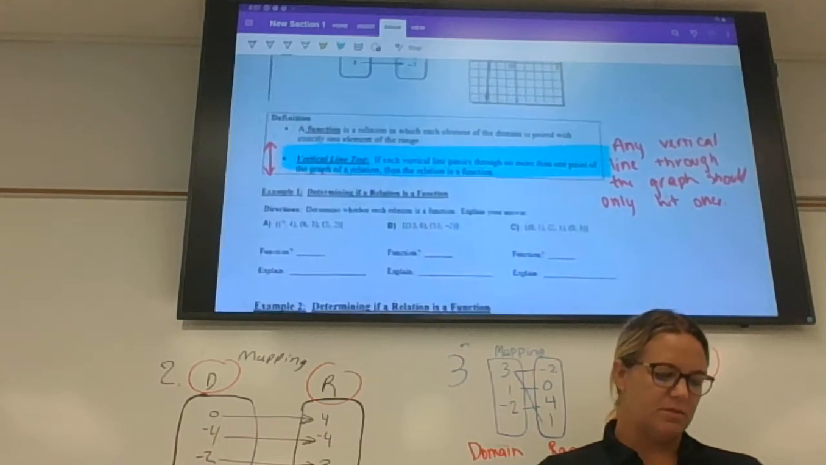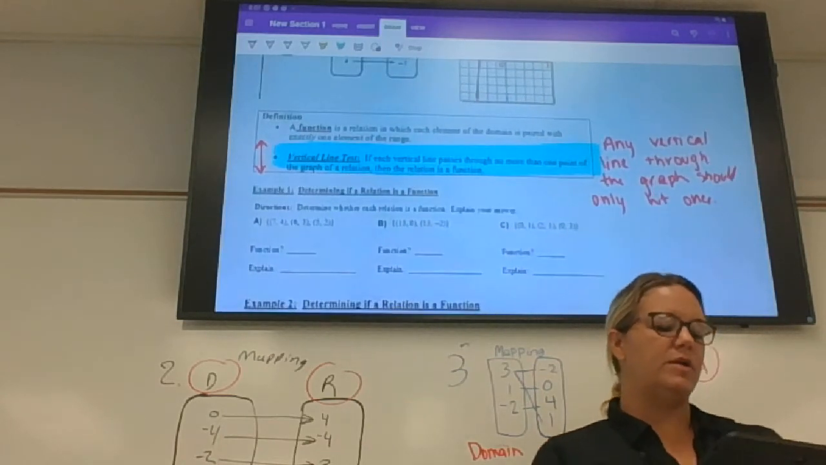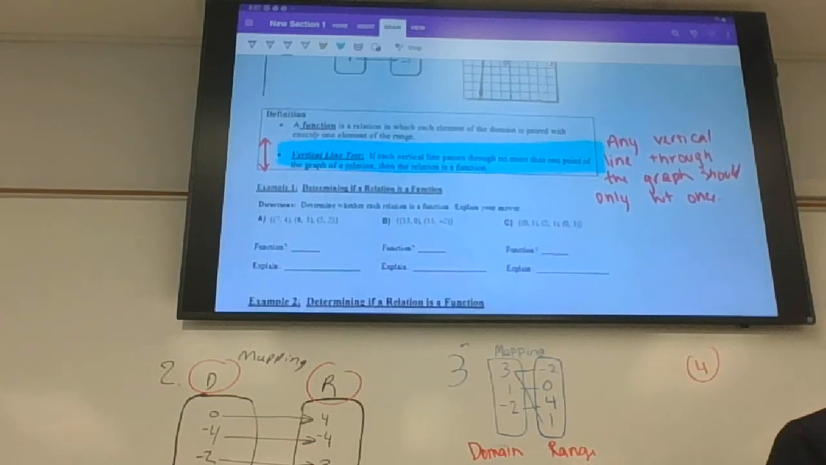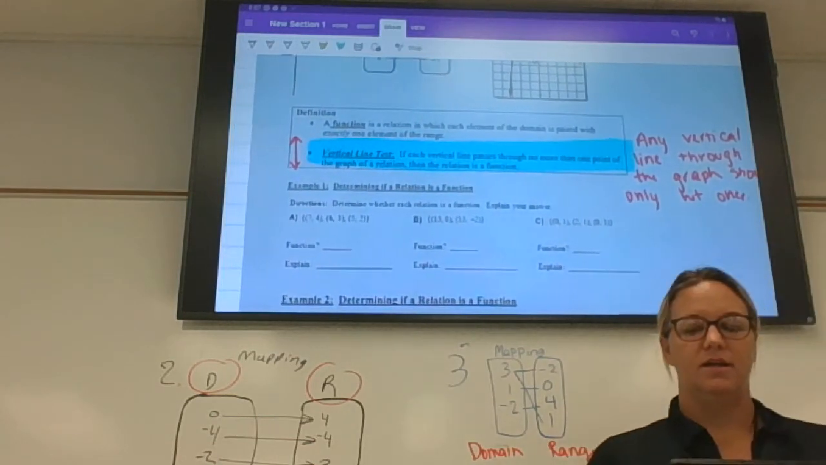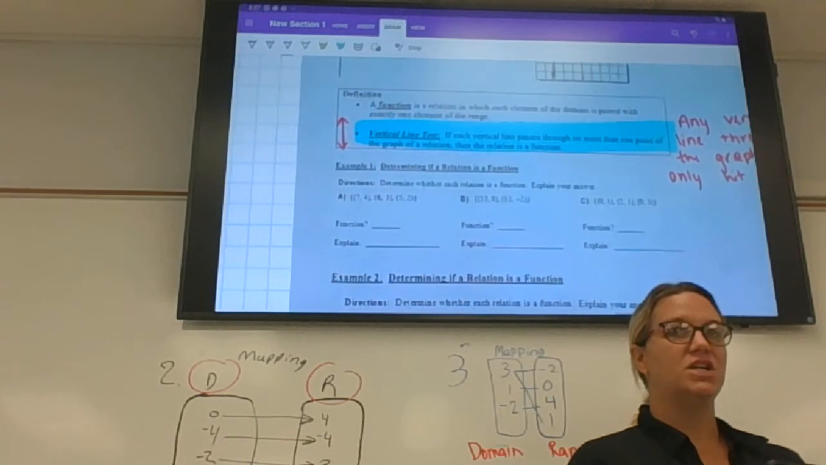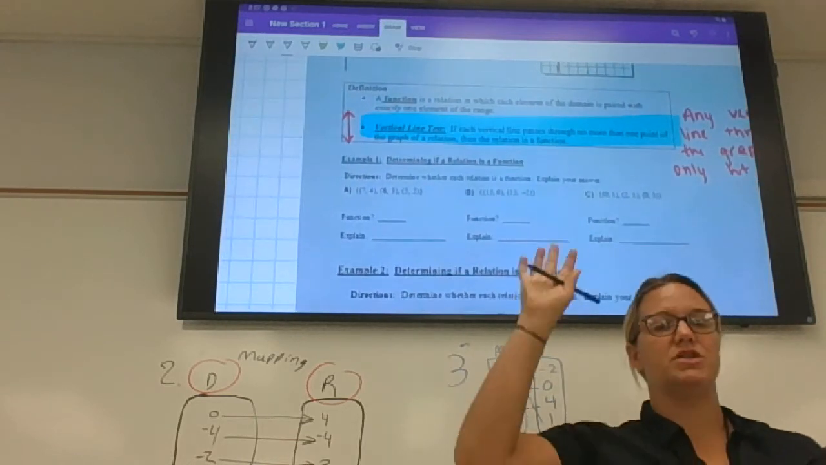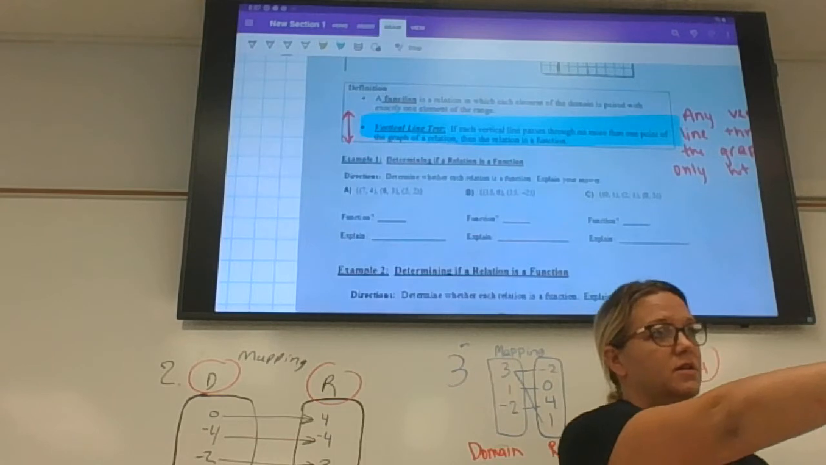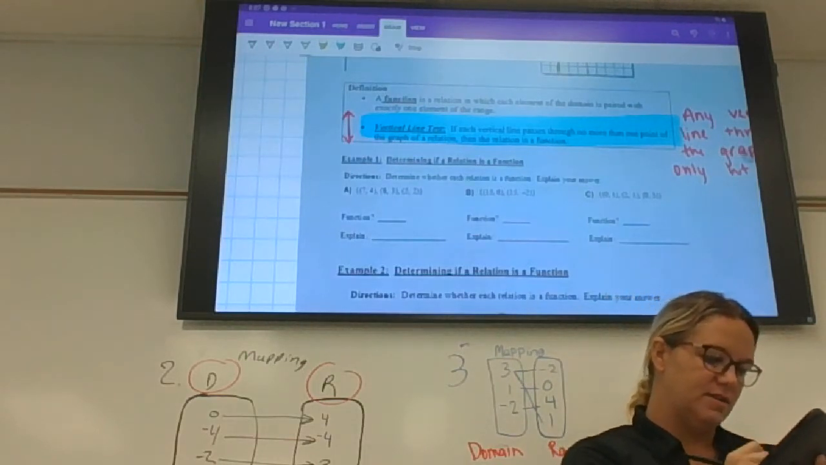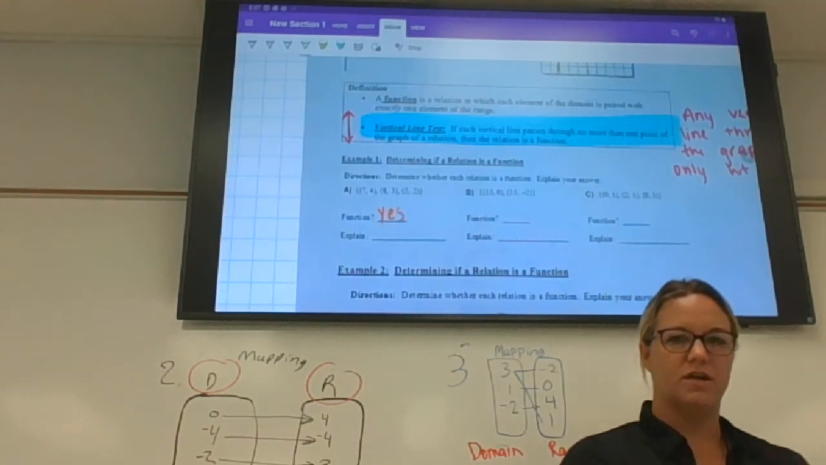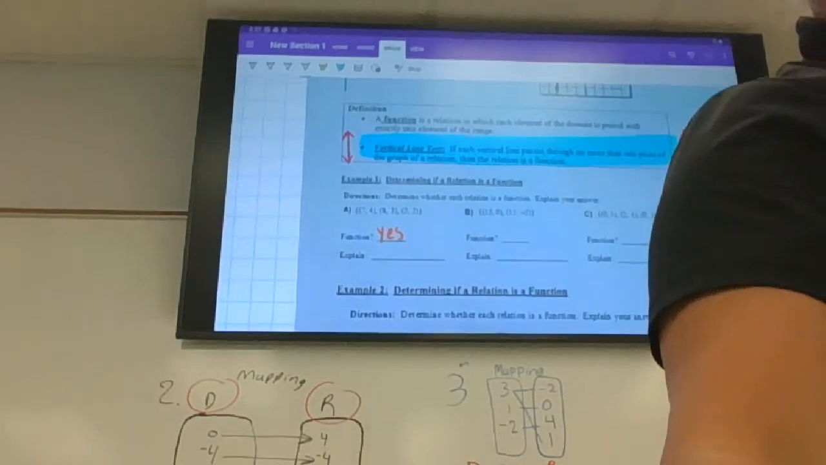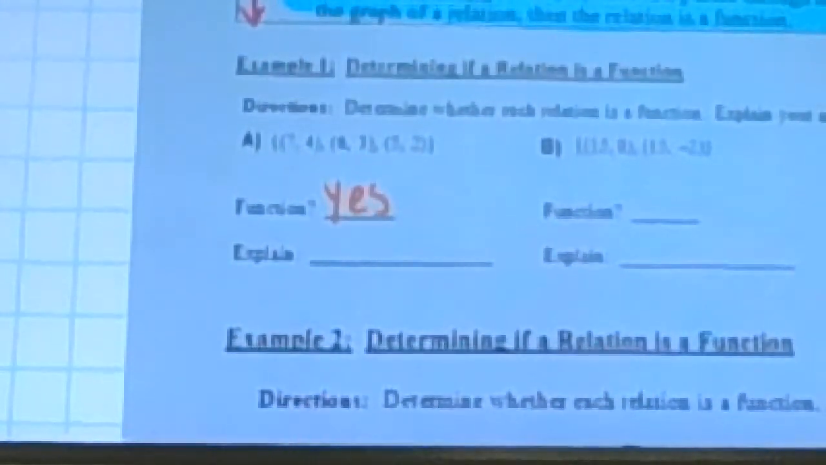All right, so let's look at these ordered pairs. I'll tell you, number one, do you think that that is a function yes or a function no? Somebody raise your hand. Function yes. Explain yourself, Joseph. Yes, each x value has only one y value. You don't see the same x value repeated here.